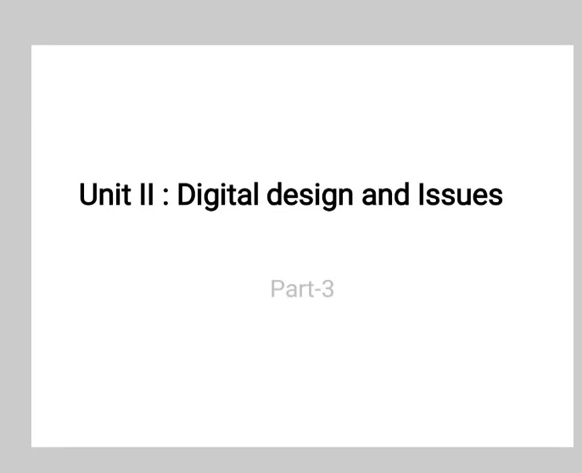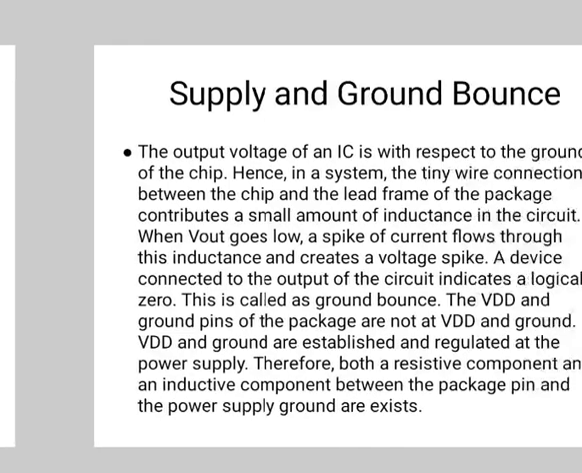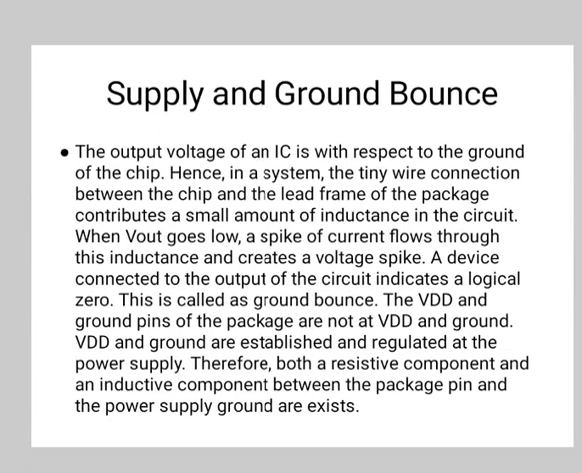So Unit 2, Digital Design and Issues, Part 3. The first point in this lecture is supply and ground bounce. The output voltage of an IC is with respect to the ground of the chip. Hence, in a system, the tiny wire connection between the chip and the lead frame of the package contributes a small amount of inductance in the circuit.